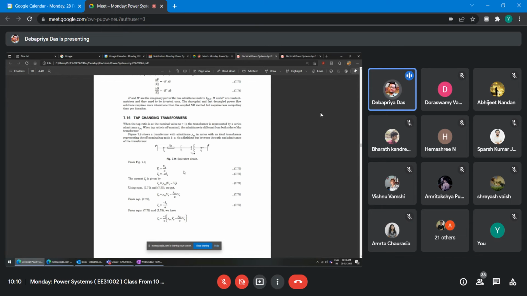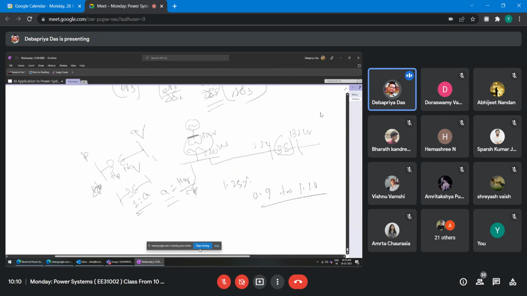So due to this, Vt is equal to Vq by A. This is 1 is to A, and IP is equal to minus A IQ, because NP IP plus NQ IQ is equal to 0, right? And A is equal to NQ by NP.